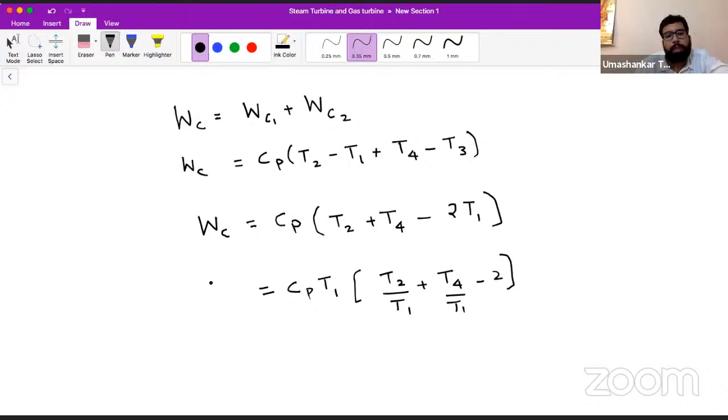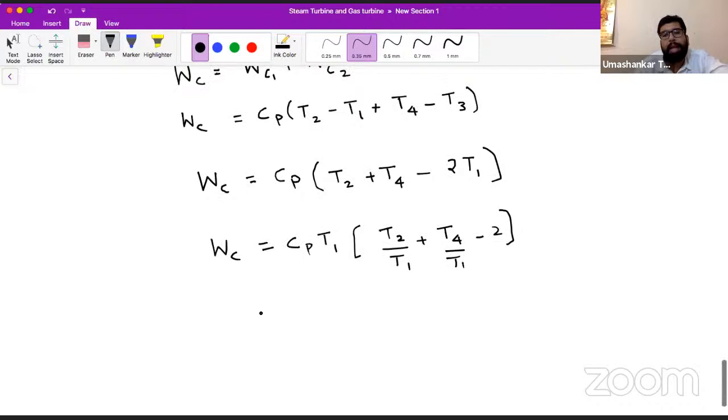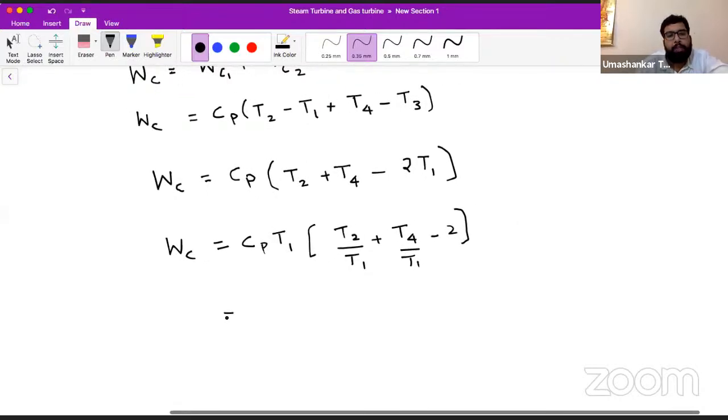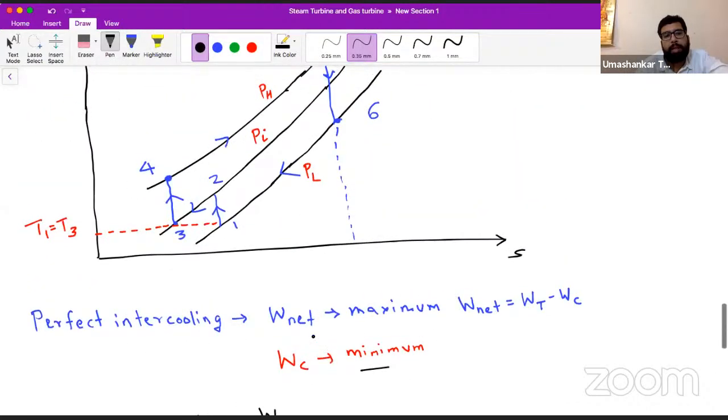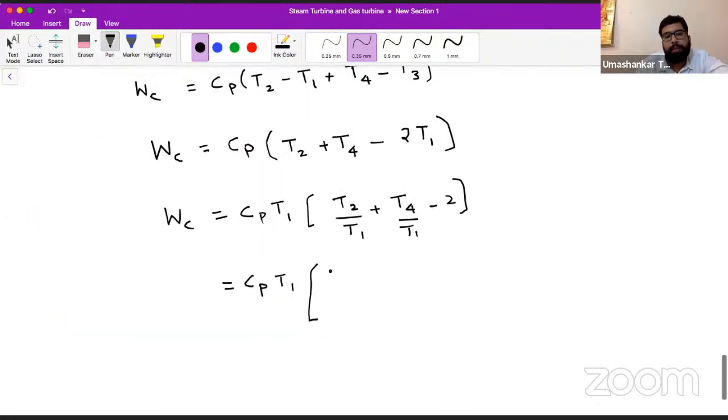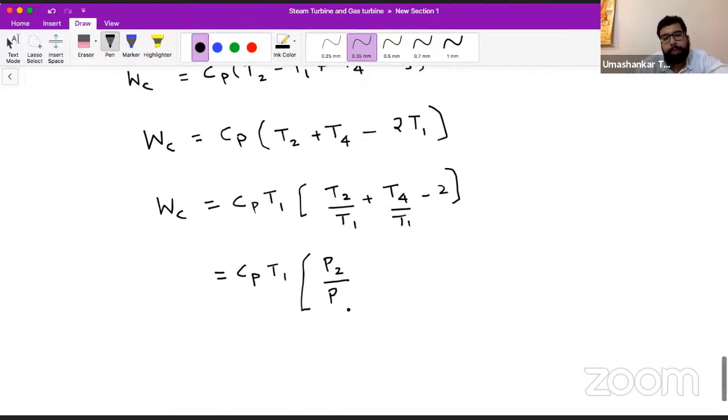Yes or no? Because we see the minimum temperature in a cycle, we keep it as constant. All right. So can we replace T2 by T1 with P2 by P1, or let me use this word Pi. Let me use this as Pi. So can we write like this?